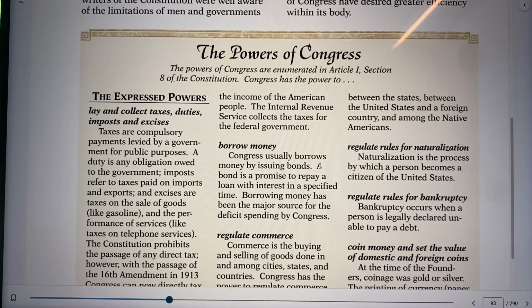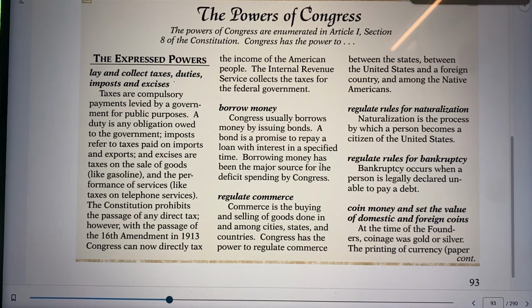On to regulating rules for naturalization. So to become a citizen, there are rules to become a citizen. So that's why right now we have people coming in that are illegal aliens just coming in and saying that they're citizens, right? But there are rules the Constitution has set down to become a citizen. To regulate rules for bankruptcy. So when people cannot pay back their debts, there are rules in the Constitution for bankruptcy.